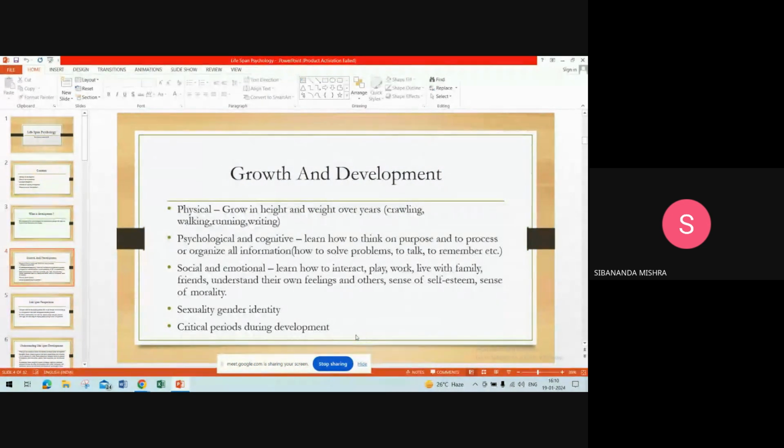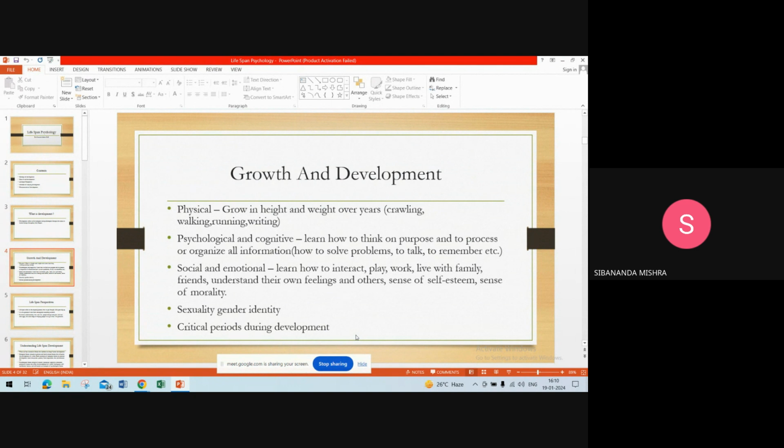Then we will discuss sexuality and gender identity. Children also develop sexuality and form a gender identity. They learn how boys and girls are different as they grow older and enter adolescence and puberty. They continue to learn how their bodies work sexually and how to responsibly handle their sexuality. This is also learning.